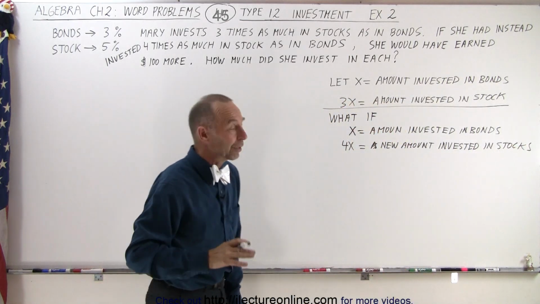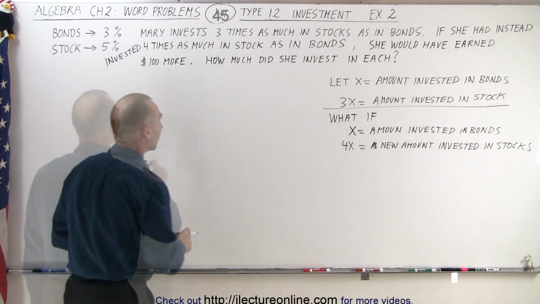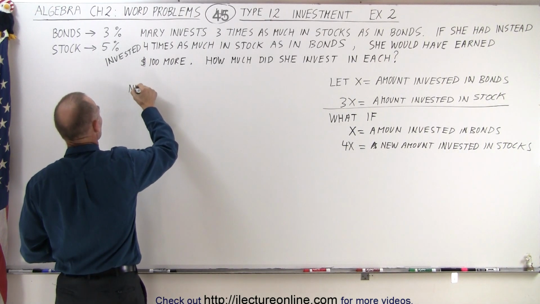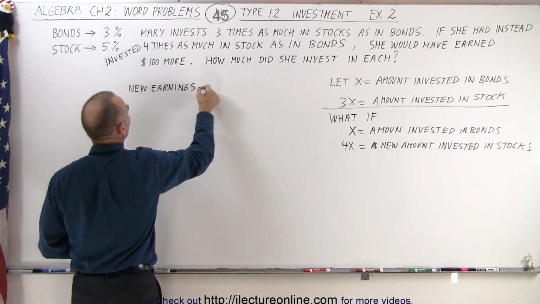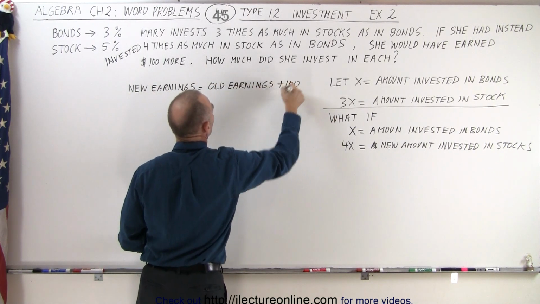Now we know that by doing so, she will earn $100 more. So therefore, we can say that the new earnings equals the old earnings plus $100.